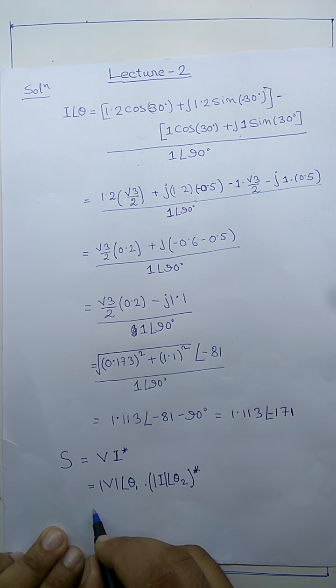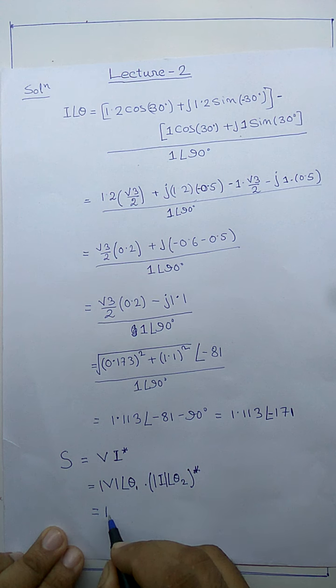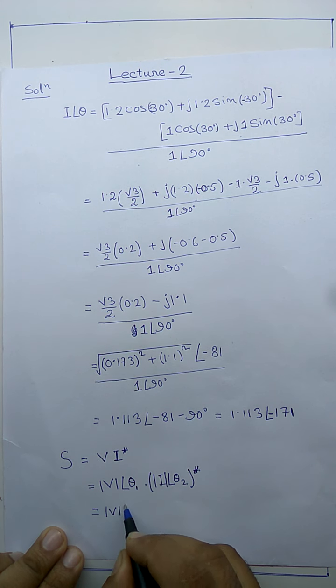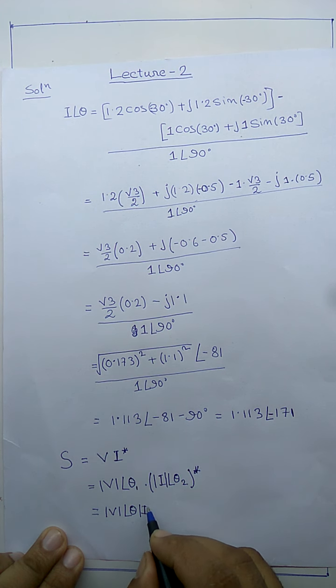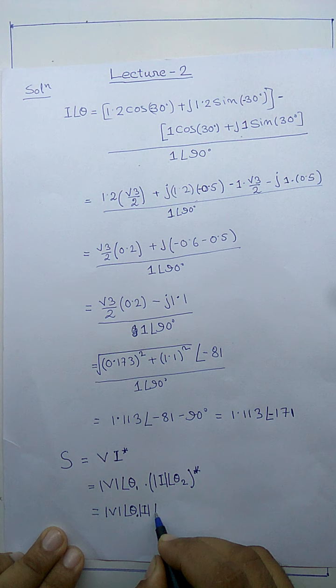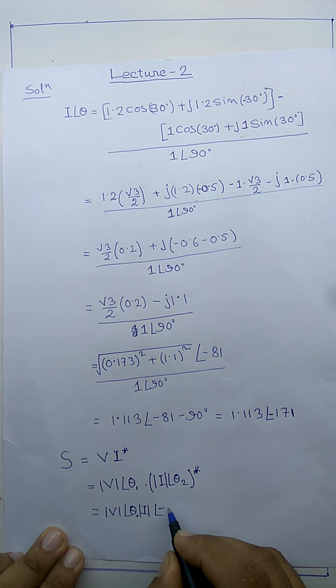Now when we take a conjugate of a complex number, what happens? The angle or the argument, the sign of this argument changes. That is, if it is positive, it will become negative. If it is negative, it will become positive. So we can write it like this.